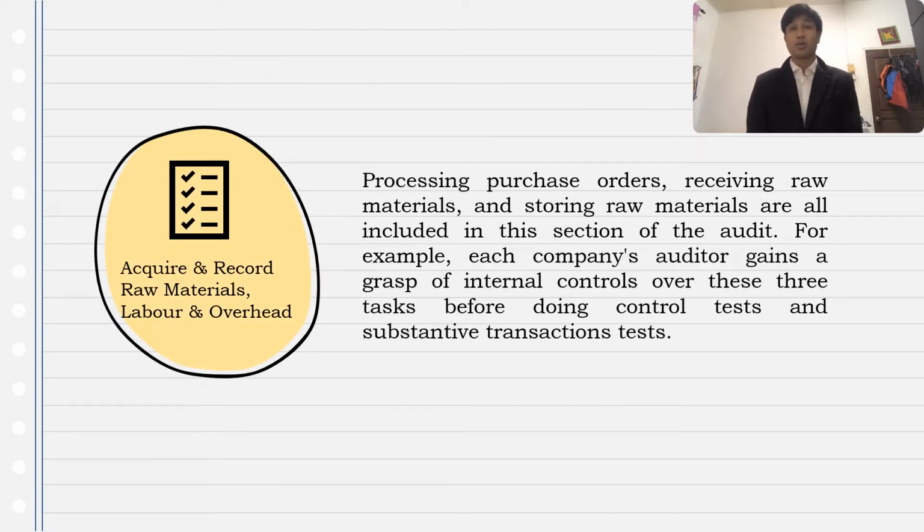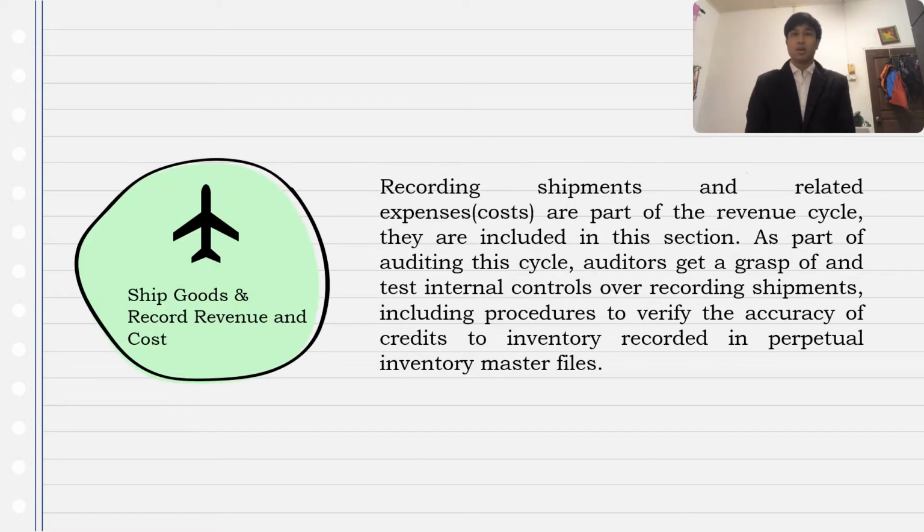For acquire and record raw materials, labor and overhead, processing purchase orders, receiving raw materials and storing new materials are all included in this section of the audit. For example, each company's auditor gains a grasp of internal controls over these 3 tasks before doing control tests and substantive transaction tests.